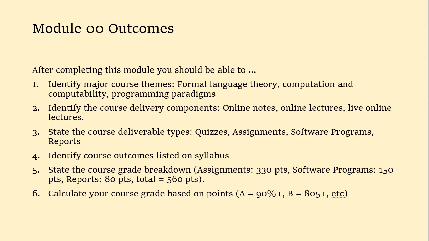I do everything on integer-based points, no partial points. So the assignments are worth 330, software programs 150, reports are 80. That's a total of 560, and then your course grade is based on that. Just 90% of that is an A, and 80% of that is a B. Oh, I've got a typo in my slide.